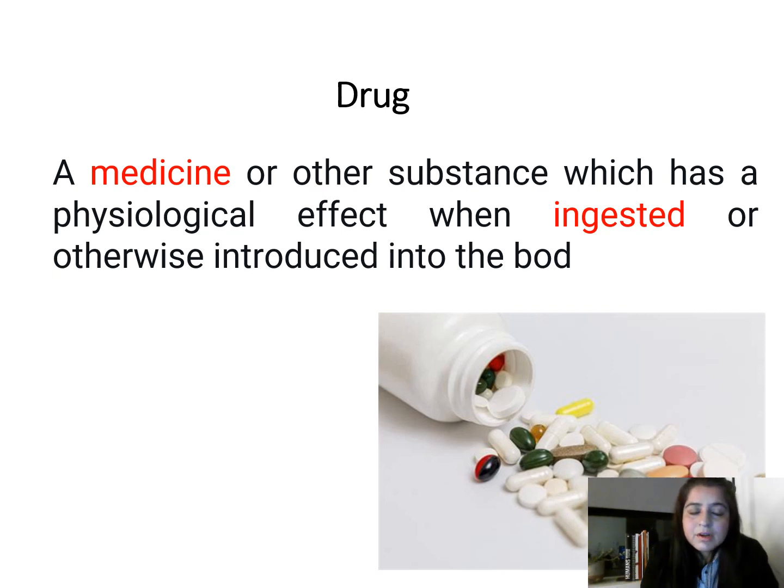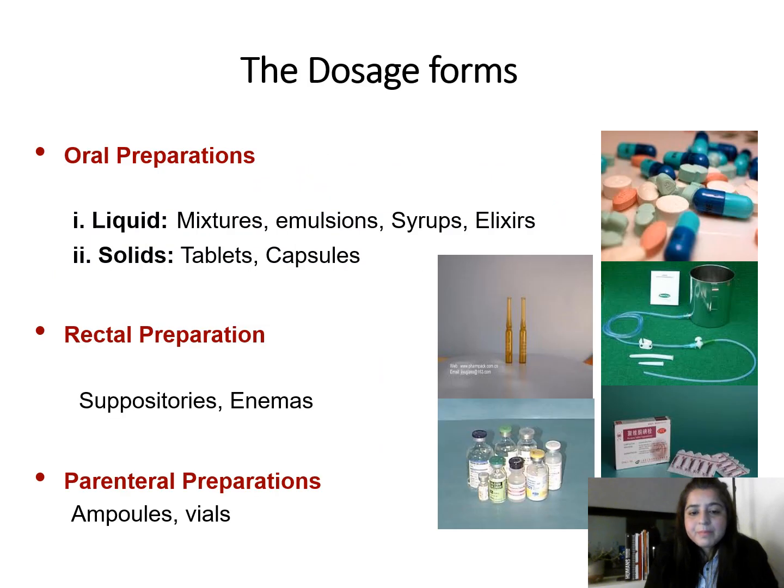So what is a drug? A drug is any chemical. It could be synthetic, it could be natural. If this chemical brings a change in the physiology of an organism, we call this chemical a drug. Now the other question is: in what forms can a drug be available, or in what form can we take a drug?